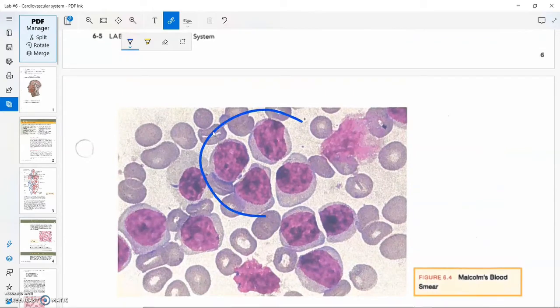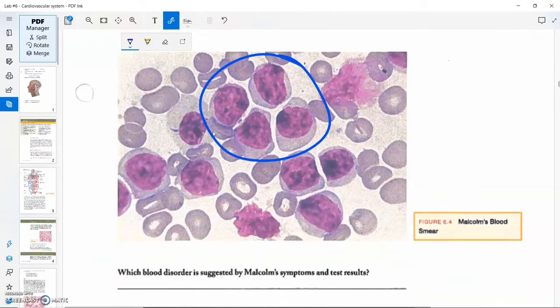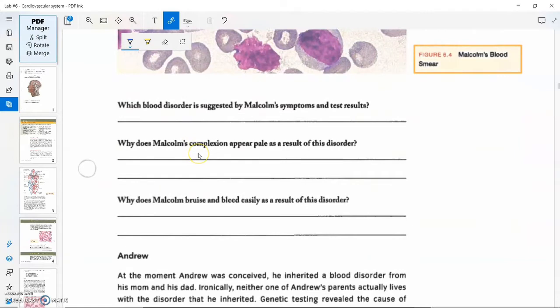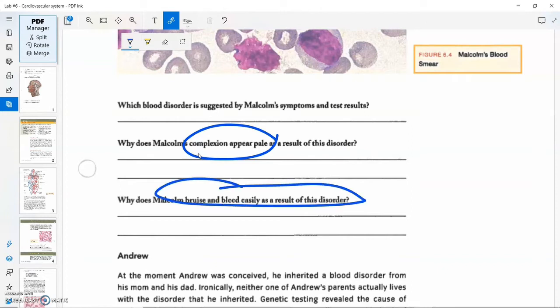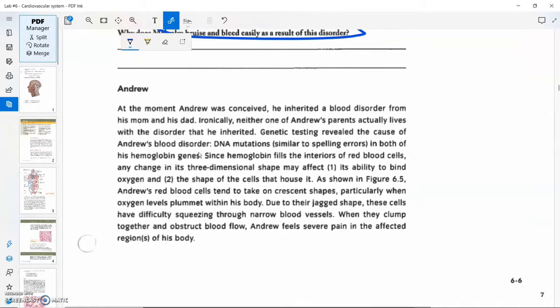So here you can see massively enlarged, abnormally shaped white blood cells. So he has leukemia. He's pale because white blood cells dominate in the blood and the number of red blood cells is low. And he bruises and bleeds easily because thrombocytes or platelets do not prevent bleeding, and his blood does not clot properly.